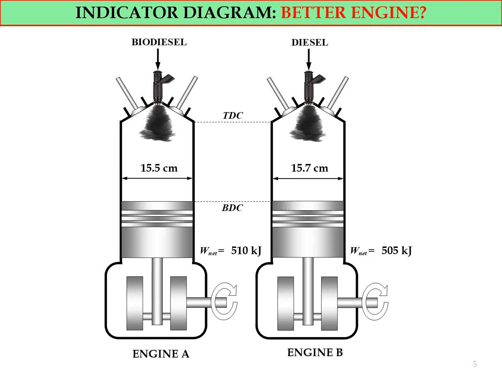Indicator diagram, better engine. As you can see in this slide, we have two engines, engine A and engine B. Both of these engines have the same position of the top dead center and bottom dead center. However, engine A's fuel is biodiesel, whereas engine B's is pure diesel. The bore diameter of engine A and engine B has a slight difference, which is 0.2 centimeter, and the net work of engine A is 510 kilojoule, whereas the net work of engine B is 505 kilojoule.